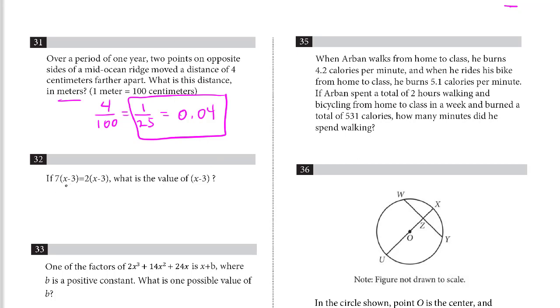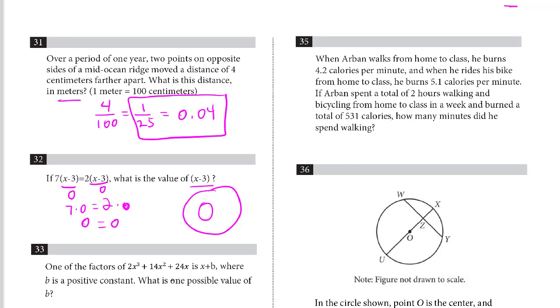32. 7 times x minus 3 equals 2 times x minus 3. What is the value of x minus 3? The only time this is going to be true is when x minus 3 is 0. Then 7 times 0 equals 2 times 0, 0 equals 0. Note, if I had any non-zero number for x minus 3, it would never be true that 7 times it equals 2 times it. It only works when x minus 3 equals 0. That's your correct answer for 32.